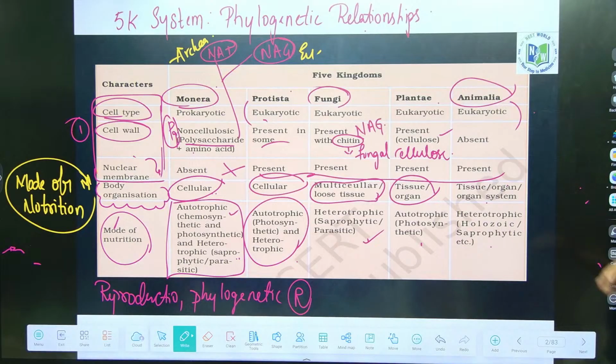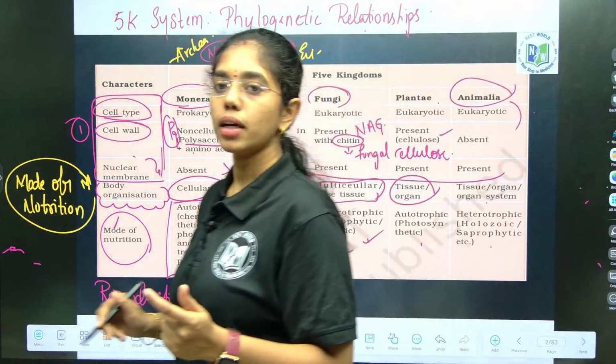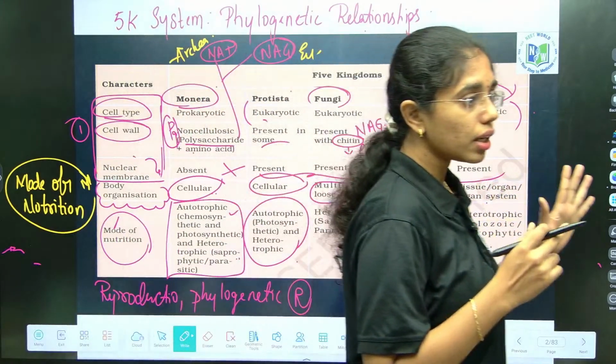Got it everyone? Once, quick repetition. Sit straight everyone. 5 kingdom system given by R.H. Whittaker. What are the 5 criteria he has considered?